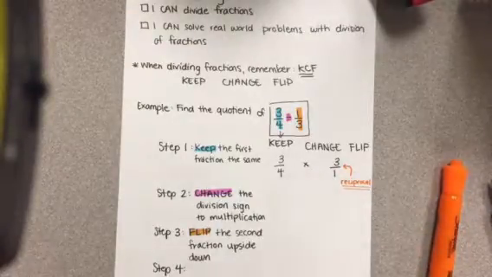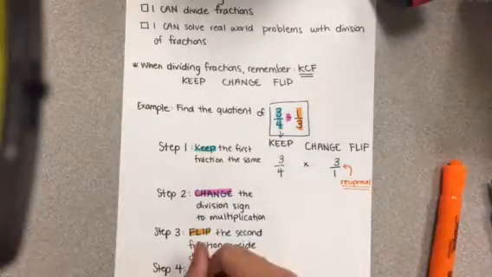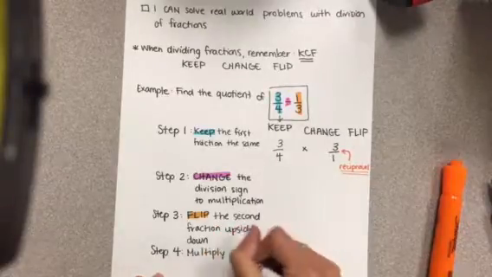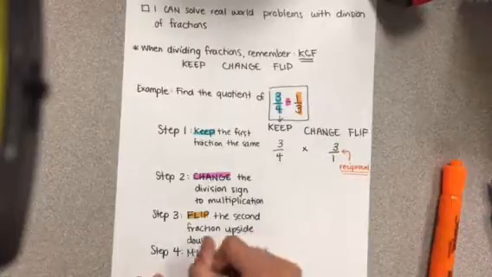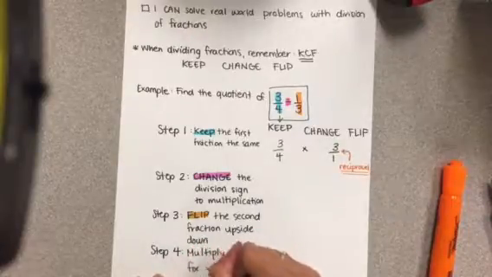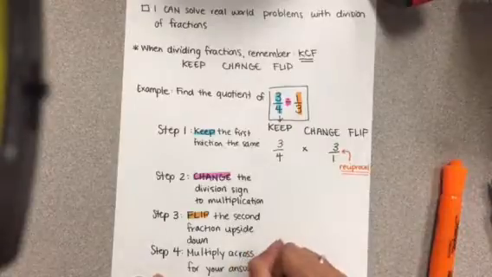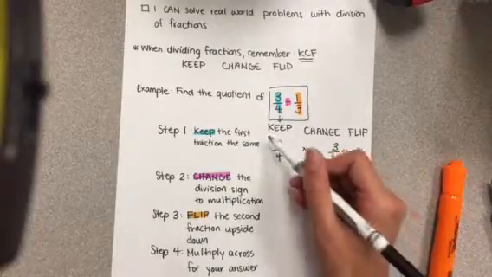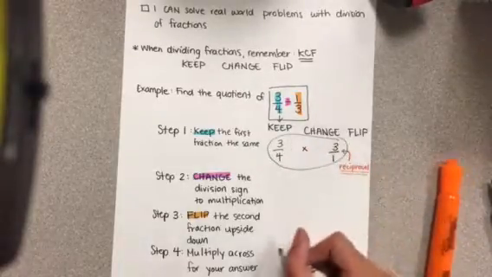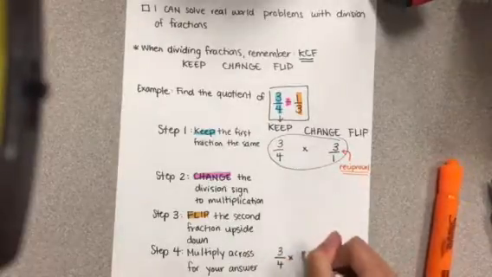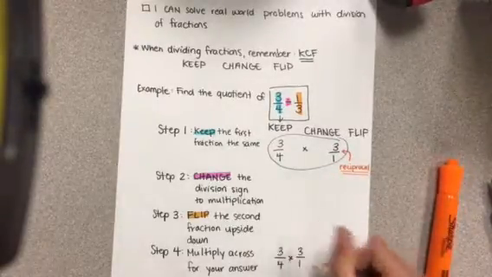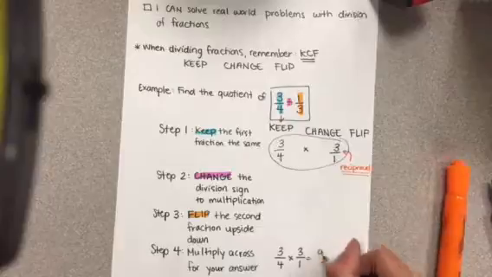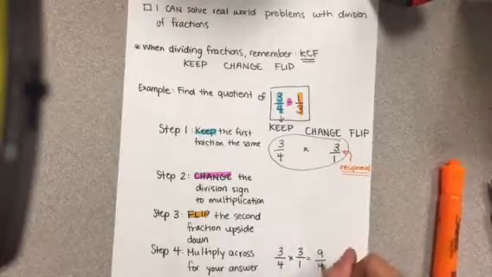Last but not least, step number 4. We're actually going to take what we've done and we're going to multiply across for your answer. So I'm taking all of this. Step number 4 is to take this whole piece, 3/4 times 3/1, and I'm going to multiply across just like we had practiced in previous lessons. So 3 times 3, I know that that's 9, and 4 times 1, I know that that's 4.